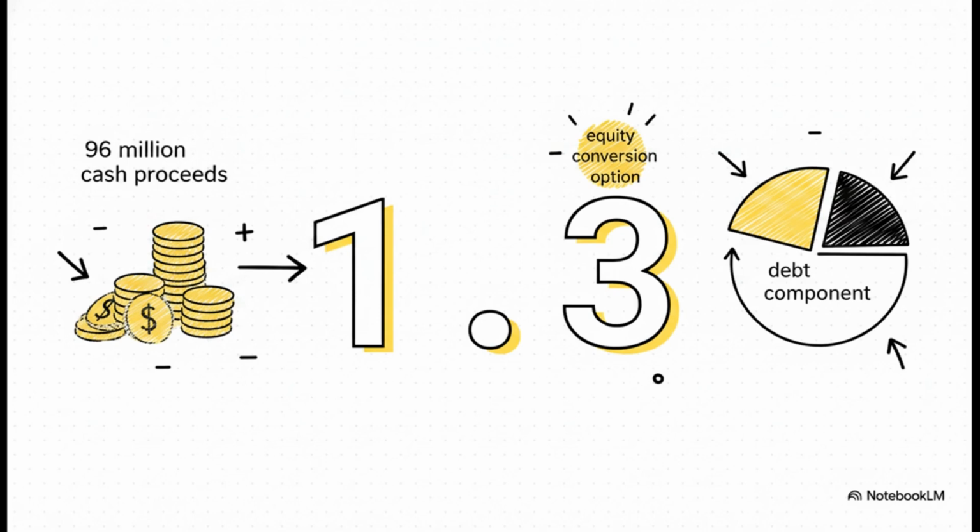So if we take our $96 million in cash proceeds and subtract the calculated debt component of $94.702 million, we reveal a balancing figure of exactly $1.3 million. That $1.3 million is the isolated value of the equity conversion option. We have successfully split the atom of this compound instrument.